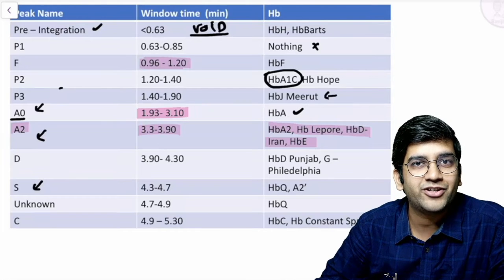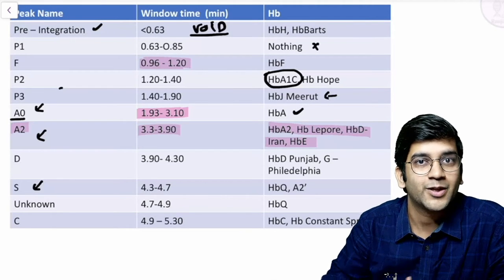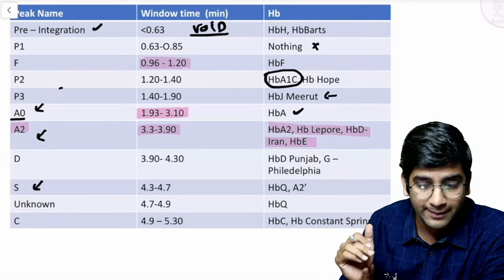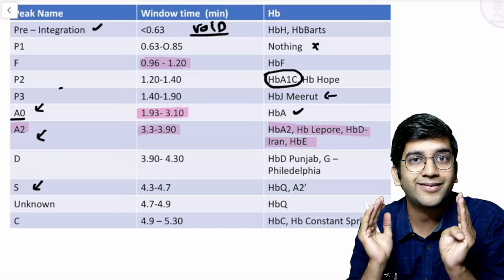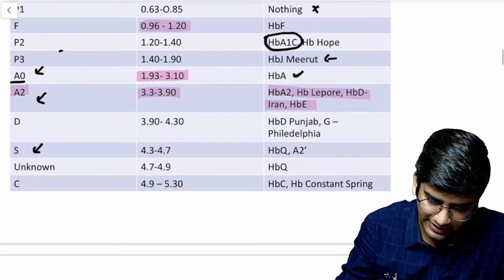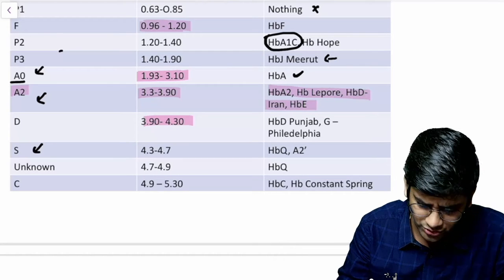And how the hell will I differentiate? That's where the concept of retention time comes. We'll see that very soon, right? All this, hemoglobin A2, hemoglobin Lepore, hemoglobin D-Iran, and hemoglobin E, all of these guys will come under the A2 window of 3.3 to 3.9 minutes, fine? Okay, and hemoglobin D has a separate window. If you remember, great, forget, no issues.